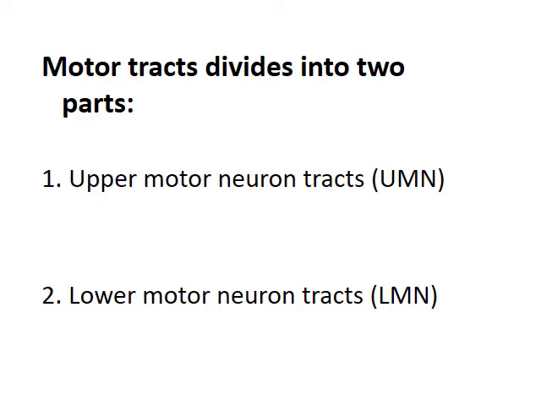Motor tracts are divided into two main parts. The first part is the upper motor neuron tracts, UMN for short. The second part is the lower motor neuron tracts, which is called LMN for short.